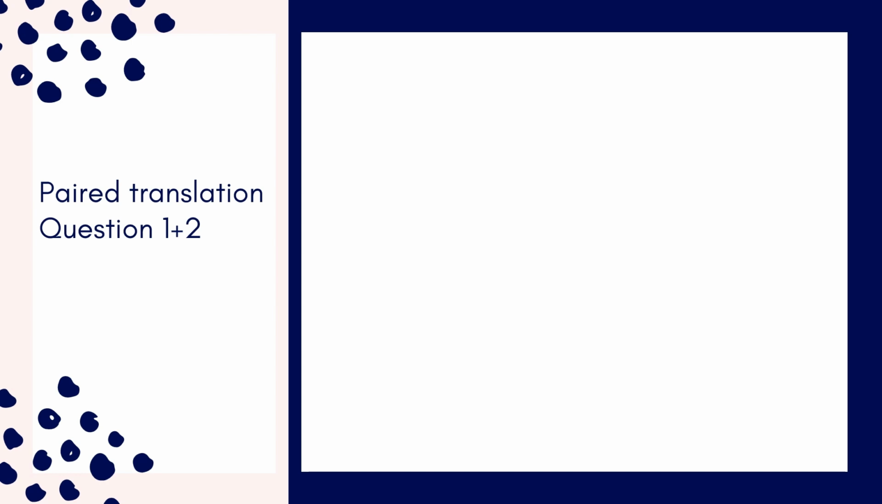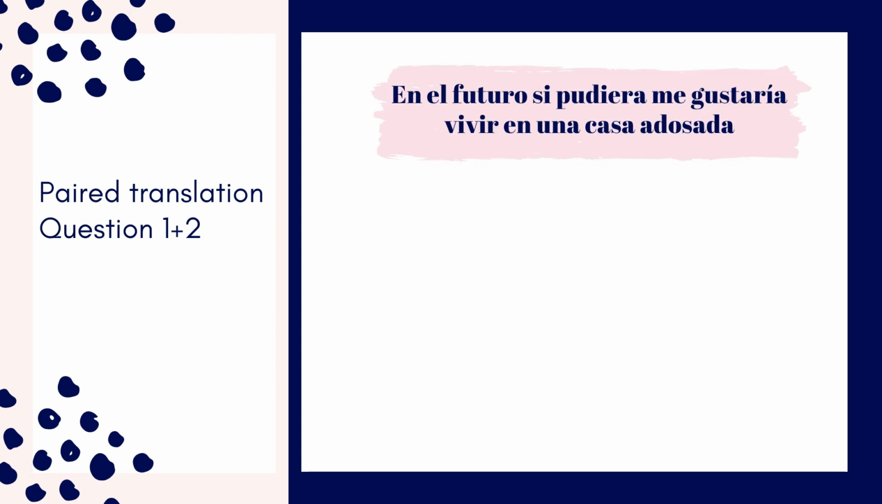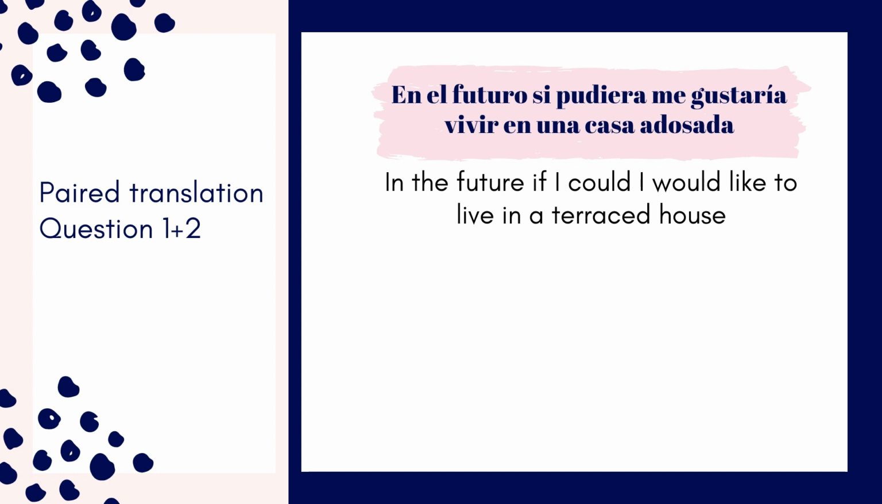Okay, and remember that the Spanish of the first sentence will disappear from the screen before you have to do the English to Spanish translation for question 2. So just stay super focused. Question 1. En el futuro, si pudiera, me gustaría vivir en una casa adosada. And that is, in the future, if I could, I would like to live in a terraced house.